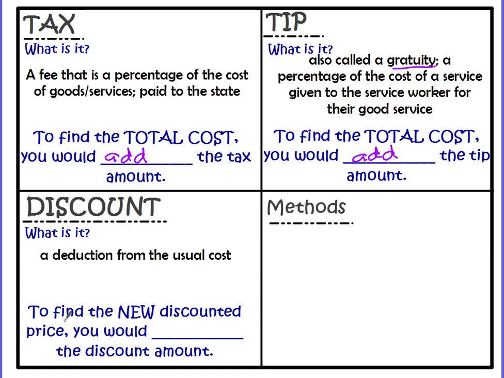To find your new discounted sale price, you would need to subtract the discount amount. And the methods we're going to use to find tax, tip, and discount in this video are going to be your percent bar model and our percent proportion.